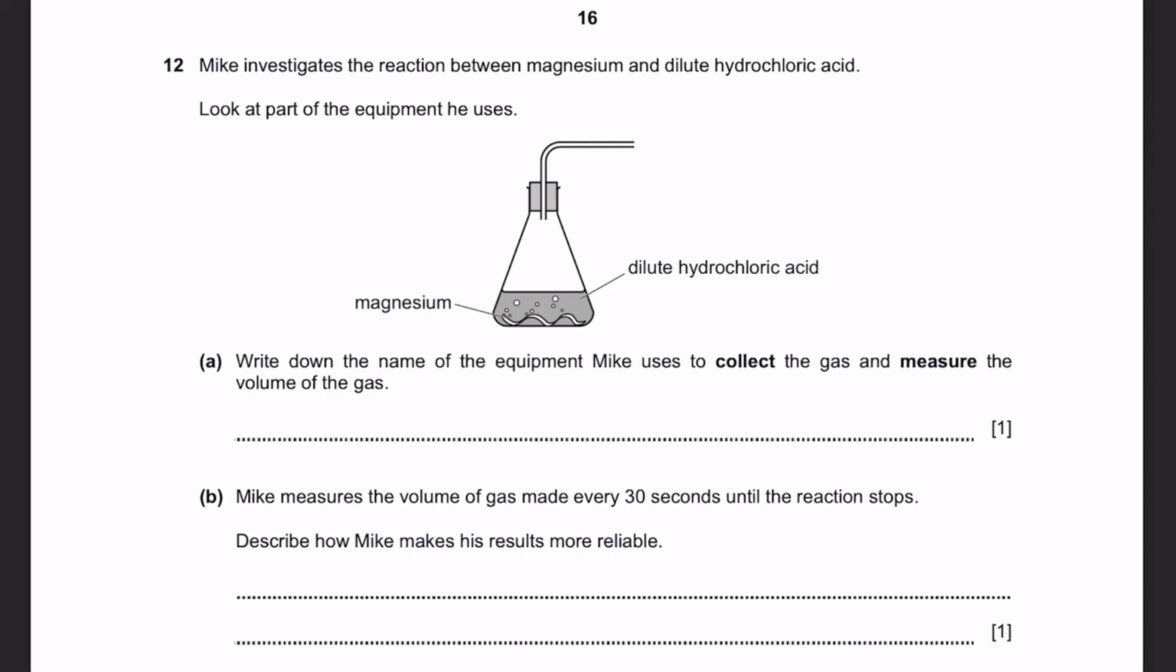Mike investigates the reaction between magnesium and dilute hydrochloric acid. Look at part of the equipment he uses. A. Write down the name of the equipment Mike uses to collect the gas and measure the volume of the gas. If you notice, this piece of equipment is not shown in the diagram here, but it is a gas syringe. It will be like a typical syringe, except it's fit for using gases as well. Something like this. And it'll be marked, of course, so we don't need to draw that, but we can write gas syringe.